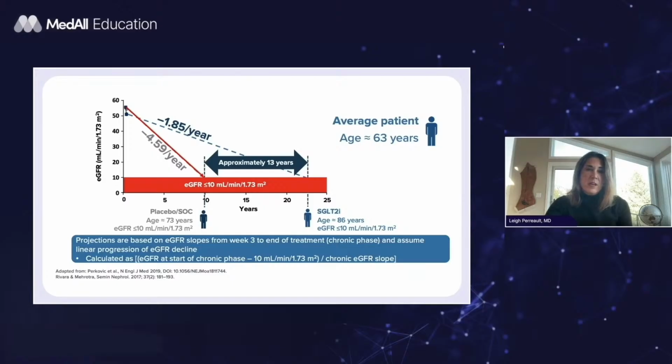For the patients in this trial that were randomized to active drug, the decline in eGFR is cut more than in half. And so really the time it takes for those folks to go from an eGFR in the middle 50s down to end-stage renal disease is extended by 13 years. So the difference is 10 versus 23 years to reach an eGFR of less than 10. This is really, really meaningful for patients.